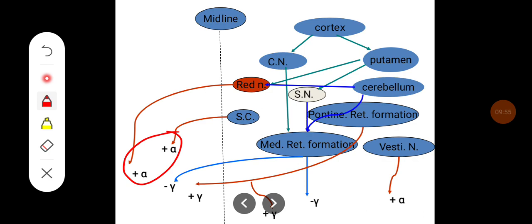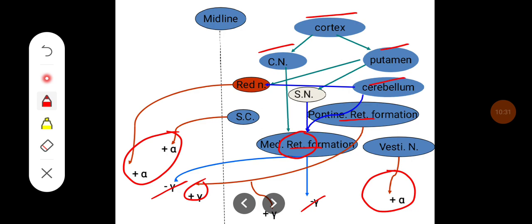the reticulospinal tracts, the pontine and medullary: the pontine are mainly facilitatory to the gamma motor neuron activity on both sides, whereas the medullary reticular formation is inhibitory on both sides, whereas the vestibulospinal tract is going to affect the alpha motor neuron activity ipsilaterally. And all these subcortical nuclei will be influenced from the cortex, that is, basal ganglia, caudate nucleus, and putamen, and the cerebellum.